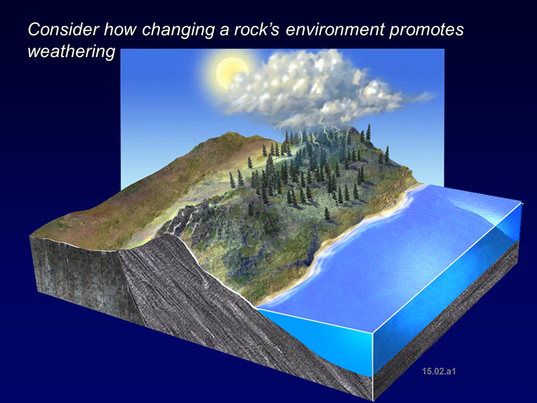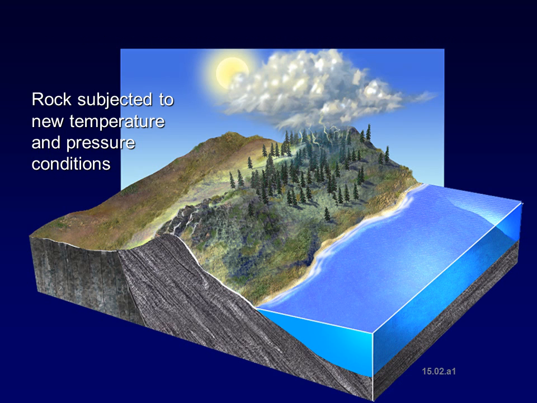Consider how changing a rock's environment promotes weathering. So if a rock is subjected to a new temperature and pressure, then it's more likely to be susceptible to weathering. So rocks formed at high temperature and pressure, for example, cooling off in a magma chamber deep below the surface, or a metamorphic rock that forms at very high pressure and temperature deep in the earth, it may not be stable on the surface.